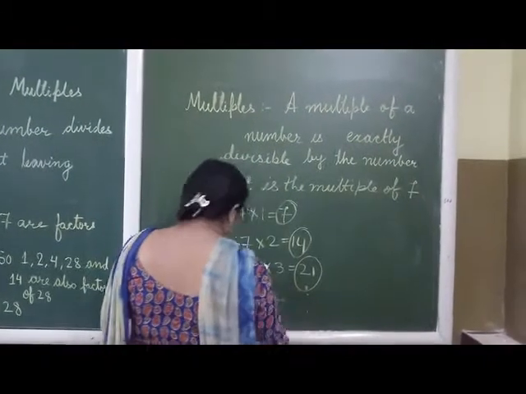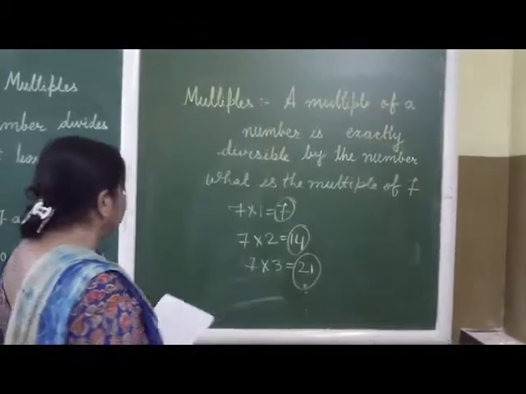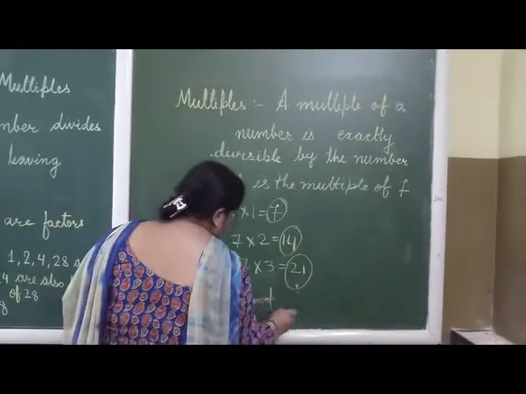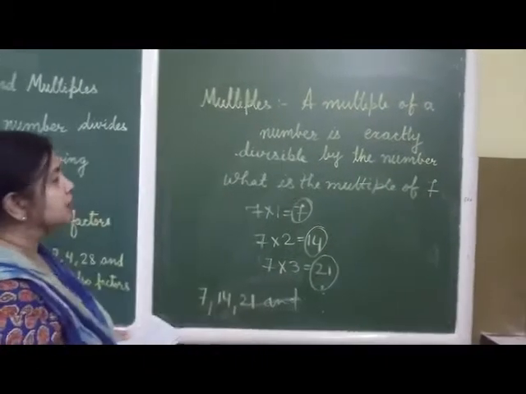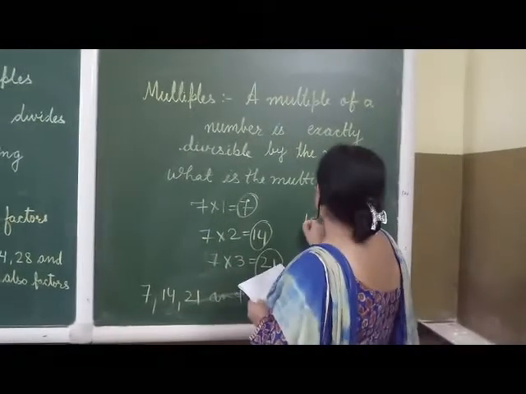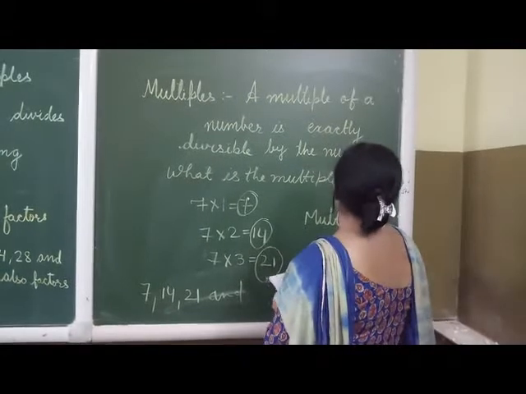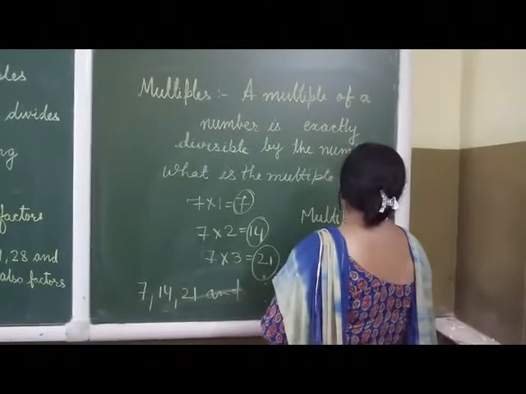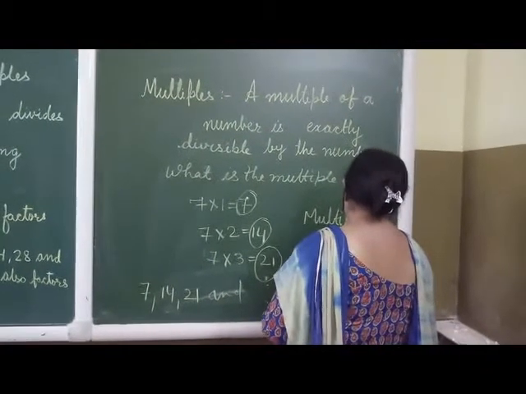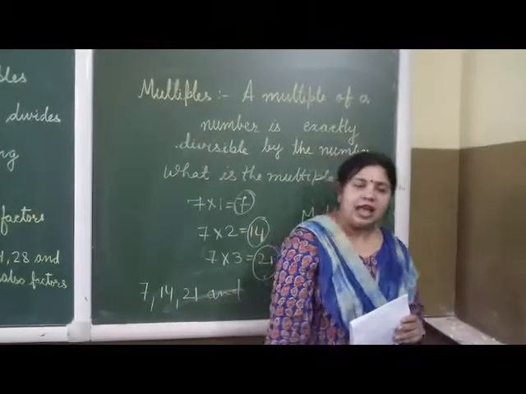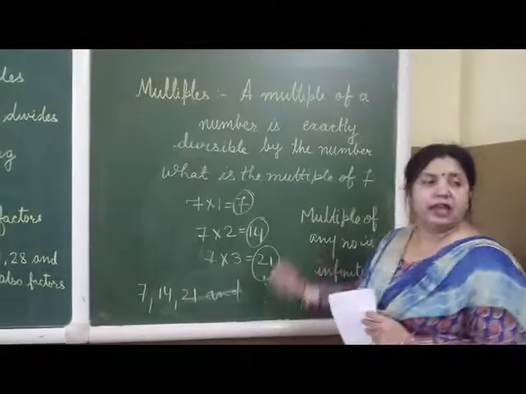14 is also a multiple of 7 and 21 is also a multiple of 7. And so on, it continues forever. So 7, 14, 21 and so on are all multiples of 7. So multiples of any number are endless. It is infinite. So multiples of any number are infinite. But factors of any number are finite. They have an end. But multiples are endless.